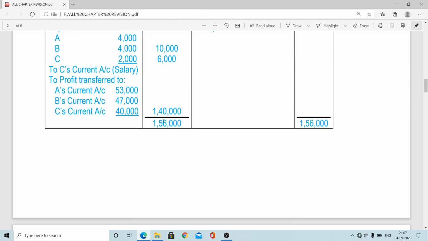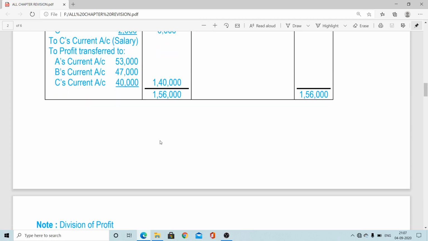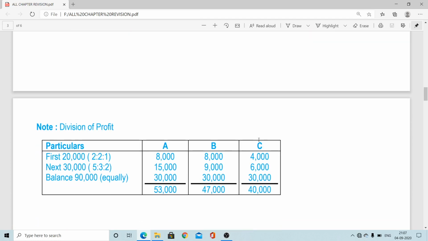So this 1,40,000 will be distributed under 3 different slabs. For this there is a working for partners A, B, C. First 20,000, as per the question instruction, in the ratio 2:2:1, that is 2/5, 2/5, 1/5. So 20,000 into 2/5 is coming 8,000, 8,000 and 4,000. This is the first phase share of profit. Second phase, another 30,000 in the ratio 5:3:2. If you distribute 30,000 as 5/10, 3/10, 2/10, this will be 15, 9 and 6. Then we have to calculate the remaining profit.